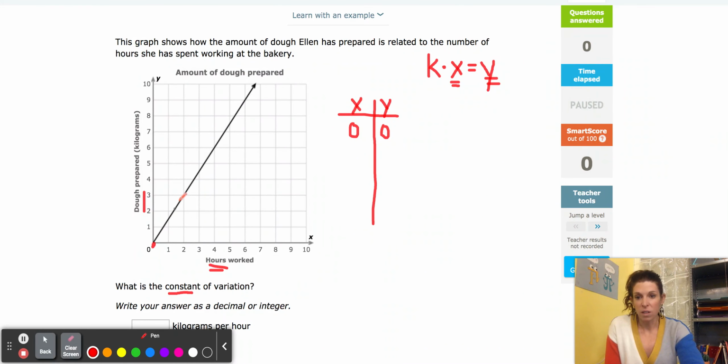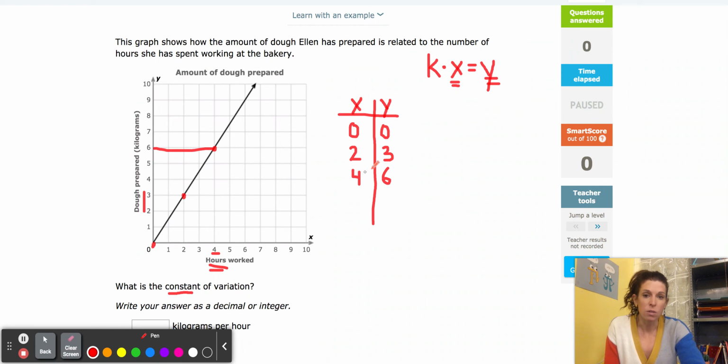Now we'll follow along the graph, and we'll see that it also crosses here. So when she works 2 hours, she makes 3 kilograms of dough, I guess. So 2 hours, 3 kilograms of dough. Also, when she works right here, it looks like 4 hours, she makes 6 kilograms of dough. So 4 hours, 6 kilograms of dough.